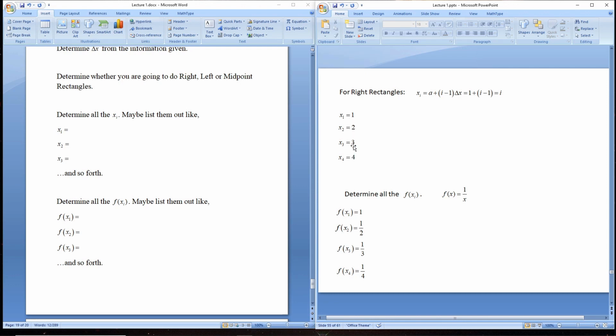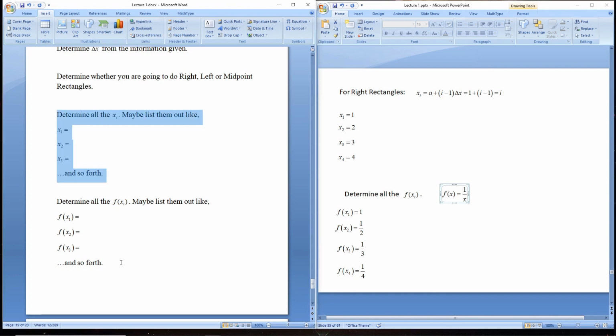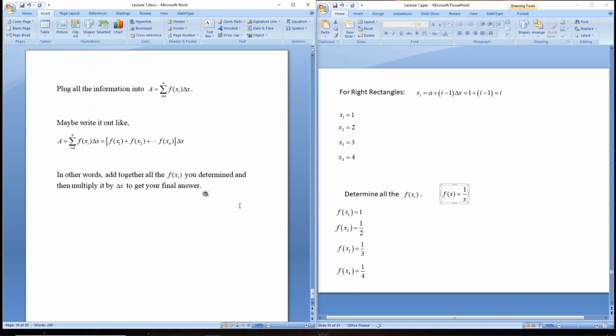Now that we have where the rectangles are located, we can now figure out what their heights are. And we do that by plugging it into the function. And here's the function again, in case you forgot, 1 over x. So we're going to take all our x values, plug them into the function, and list it out. And so there we go. I listed them all out. We plug in 1, plug in 2, plug in 3, plug in 4. So that was this step right here. Determine all the function values and list them out.